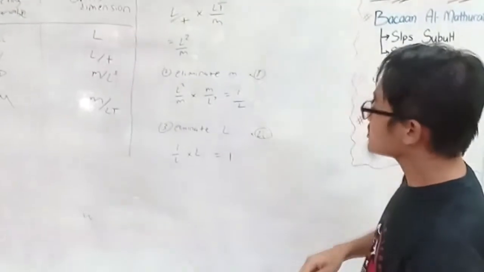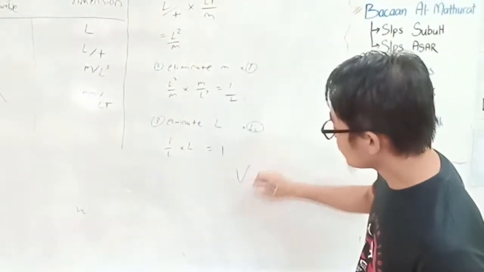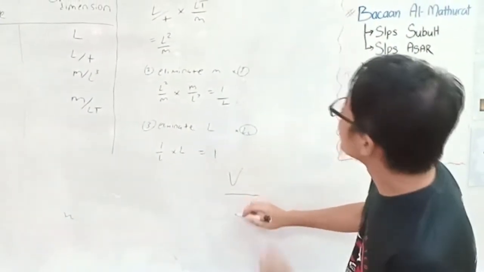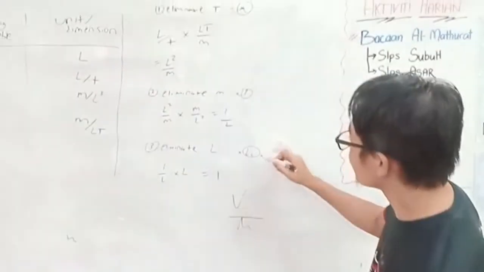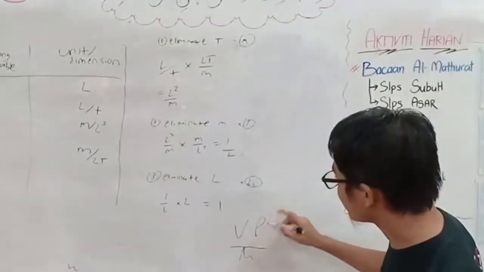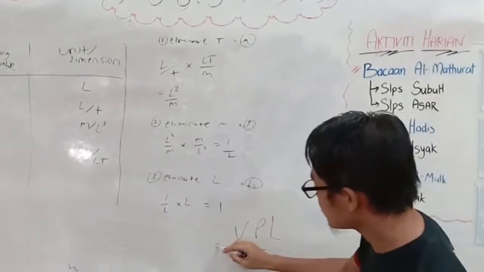So from all this, we get V over mu times rho times L. So this is the Reynolds number.